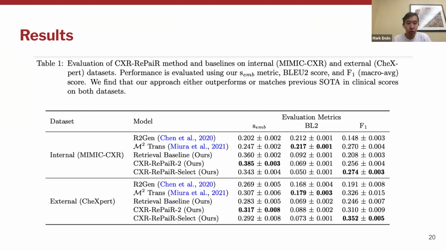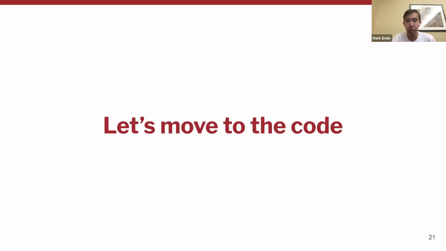These are just some results from the paper that we are going to be trying to reproduce here. We don't have too much time, so we're just going to be working on the CXR-RePaiR-2 method, which uses the top 2 sentences, and we're going to be trying to get this F1 score of 0.256. So that was it for the theoretical stuff, and we can move over to the code. I will stop sharing this screen.